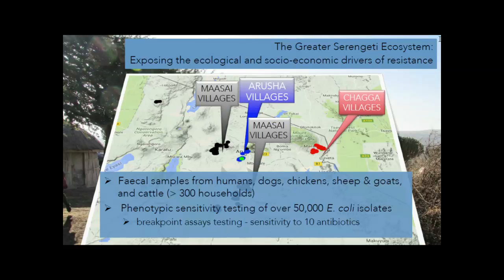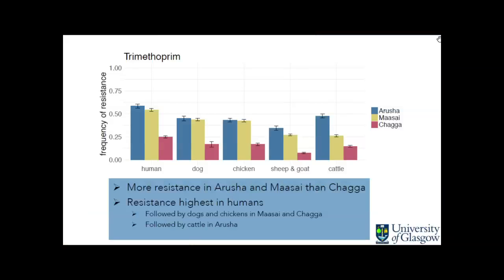To address this, we have fecal samples from humans, dogs, chickens, sheep and goats and cattle from over 300 households. E. coli has been isolated from these, and we have classified isolates as susceptible or resistant to 10 different antibiotics using breakpoint assays. For each antibiotic, in this case trimethoprim, we're able to estimate the frequency of resistance and break that down by ethnic group and by host species.